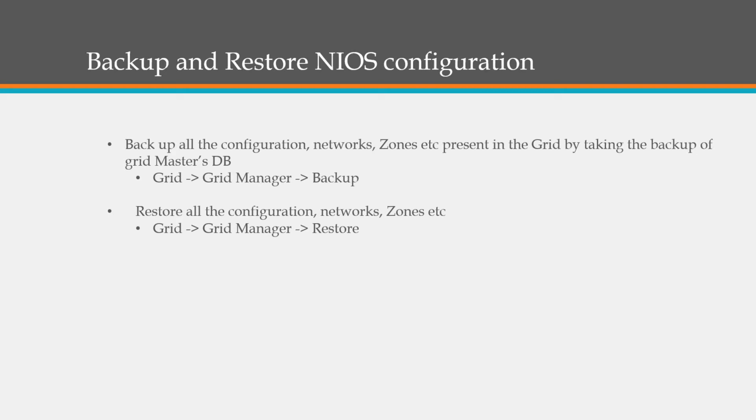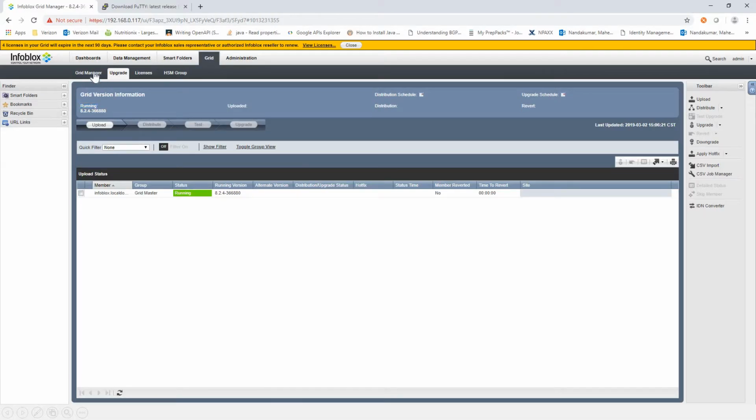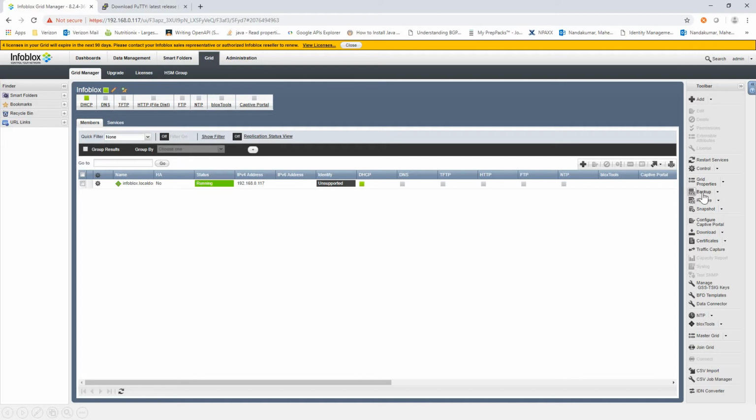To take a backup, we need to go to the Infoblox UI and navigate to grid manager and backup. Let me show you that. In grid manager, we have an option under the toolbar called backup. If you click on this drop down menu, there are multiple ways we can configure this backup. Either I can do a manual backup right now, or I can schedule a backup. Right now I'll just go with the manual backup.